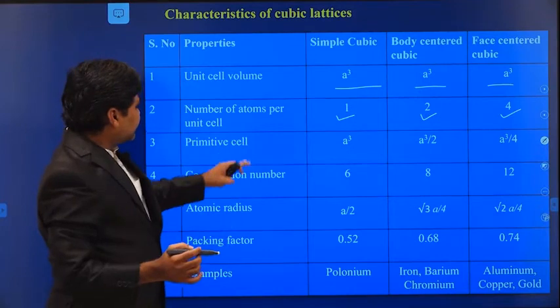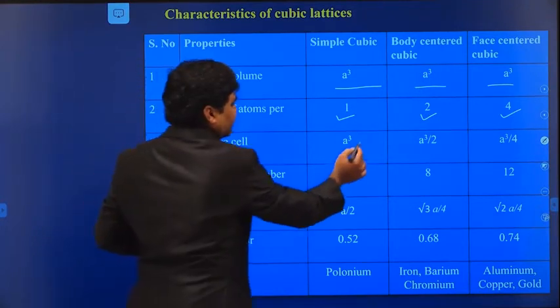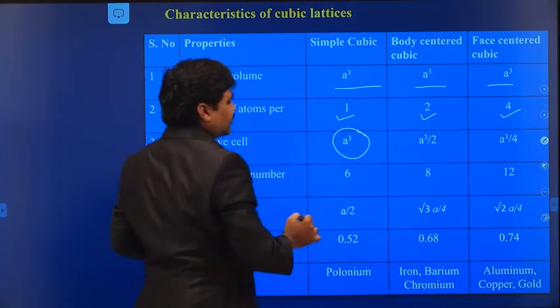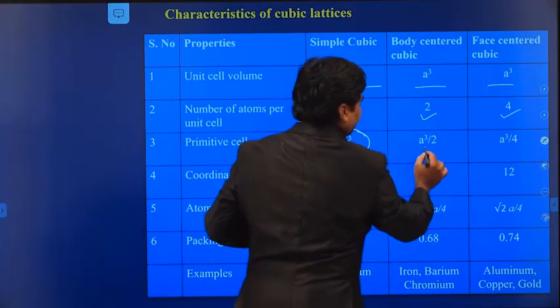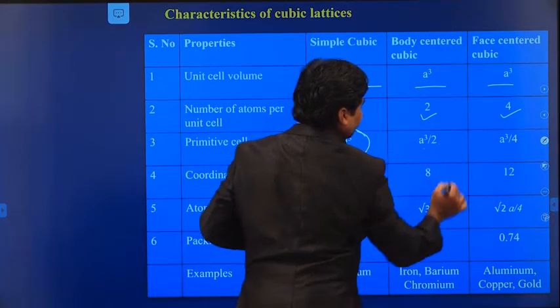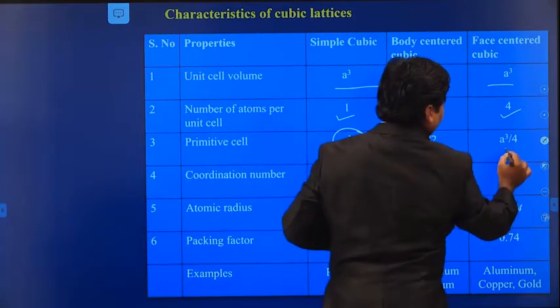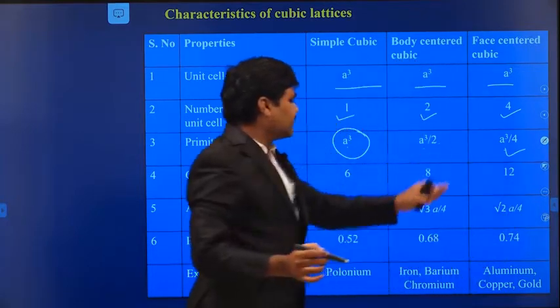So the primitive cell volume for the simple cubic structure, since it contains only one atom, is equal to a cube. But in the case of body centered cubic structure, it is a cube by 2. In the case of face centered cubic, it is a cube by 4 because it contains 4 atoms.